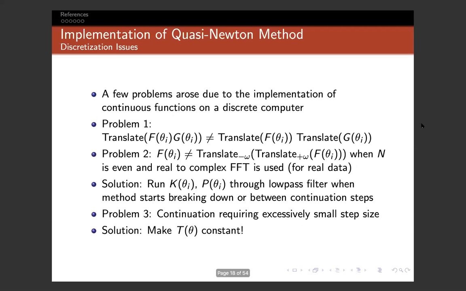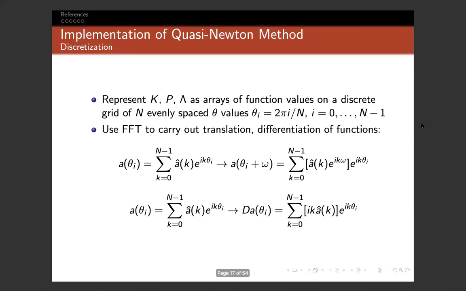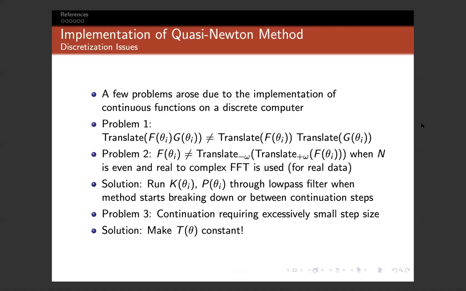So now, just a few notes about issues that arose when discretizing the method on a computer. In the continuous ideal case it's not an issue, but on the computer, applying this algorithm for translation, if you first multiply two functions, and by functions I mean their values on the grid of theta values, and then translate, this ends up being possibly slightly or even more different from first translating the two function values and then multiplying.